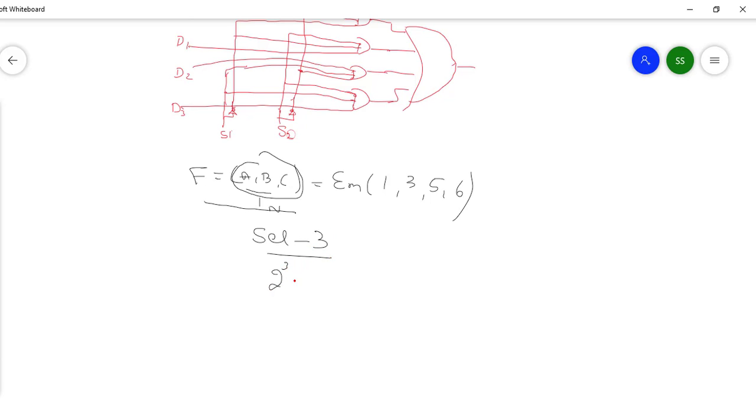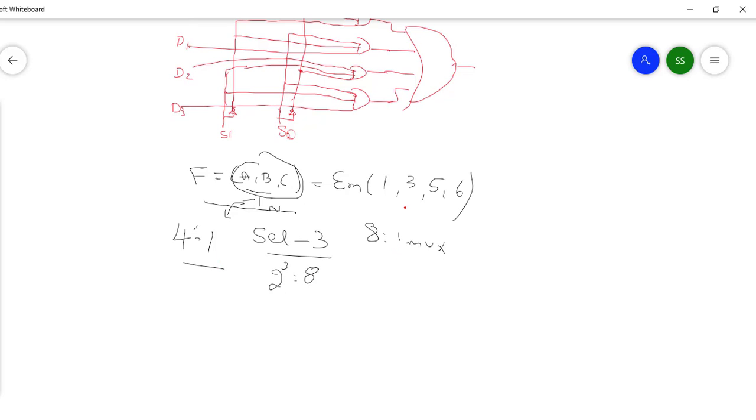If the select line is 3, the number of inputs is 2 to the power of 3, which is 8. So you can think of it as an 8 is to 1 mux. If you take an 8 is to 1 mux, you can give every input and take the output. That is possible. But here our aim is to convert this into a 4 is to 1 mux. That is the aim.